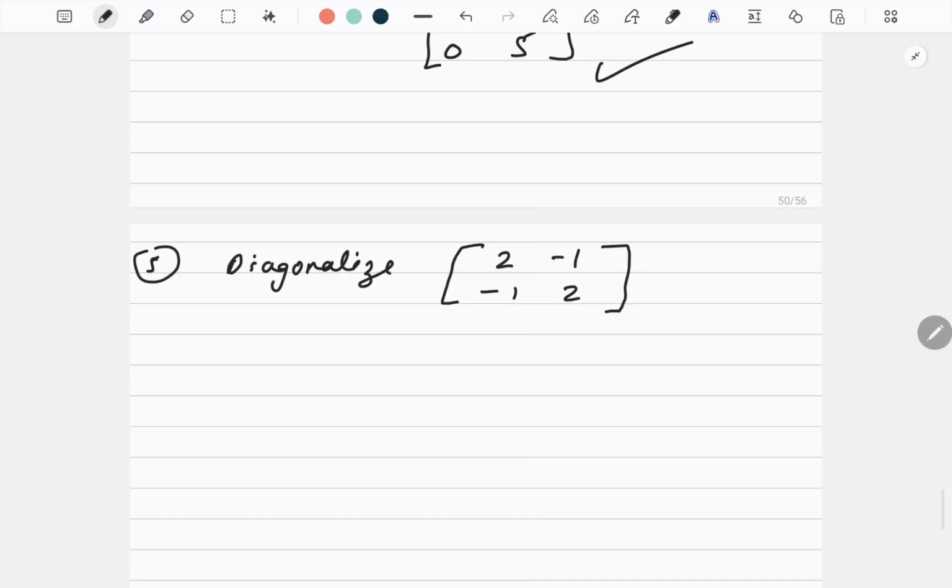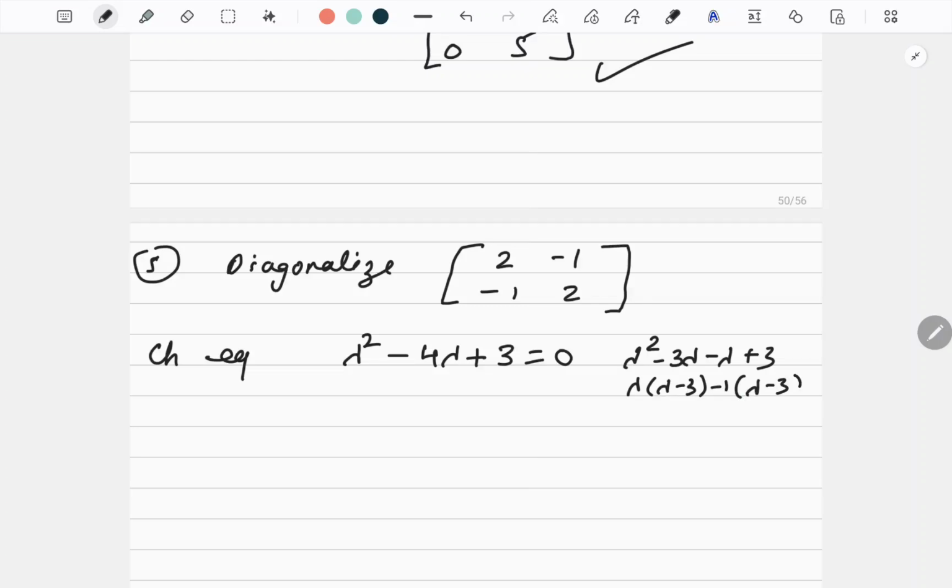Same way, now you have this question. Now let us work for this one. So again, first the characteristic equation. Characteristic equation means lambda square minus P1. P1 means 2 plus 2, 4, so 4 lambda. Okay, then plus the determinant value: 2 twos are 4, 4 minus 1 is 3, is equal to 0. Okay, so two factors of 3 whose sum is 4. So lambda square minus 3 lambda minus lambda plus 3, take lambda common. So lambda minus 3, minus 1, lambda minus 3. So lambda is equal to 1 and 3.